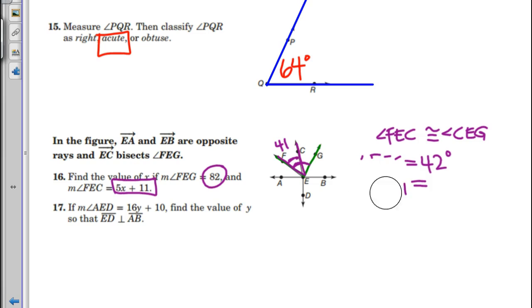That writing is kind of crazy right there. Let's try that again. All right. 5x plus 11 equals 42. We can solve this. Subtract 11.